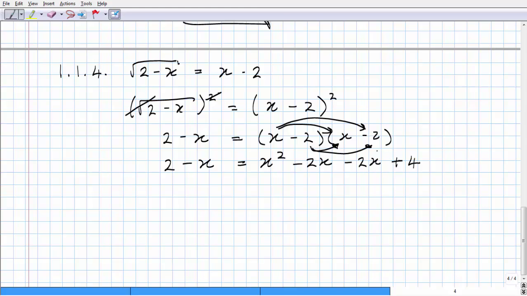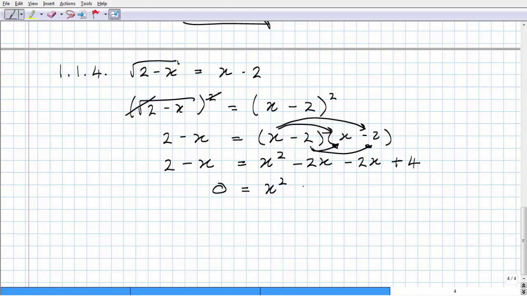Now I'm going to take everything on this right hand side over to the left hand side, or you can take everything from the left hand side over to the right hand side. Now personally I prefer to keep it positive, not that it makes much of a difference, but I'm going to take everything over here on the left hand side over to the right hand side, simply so that I keep my x squared positive. Just a personal preference, but it makes absolutely no difference in the end.